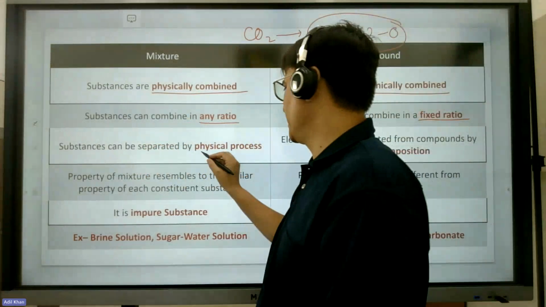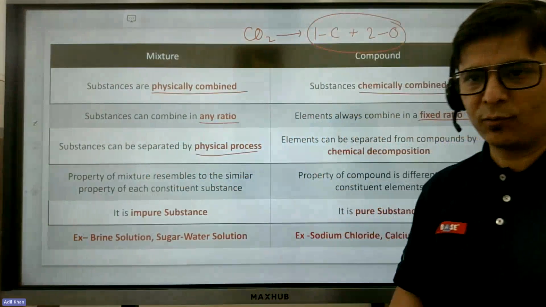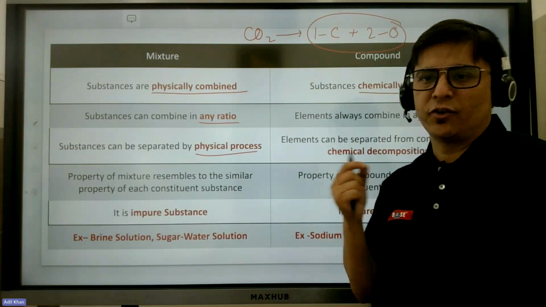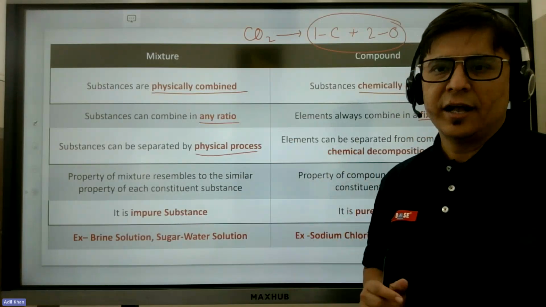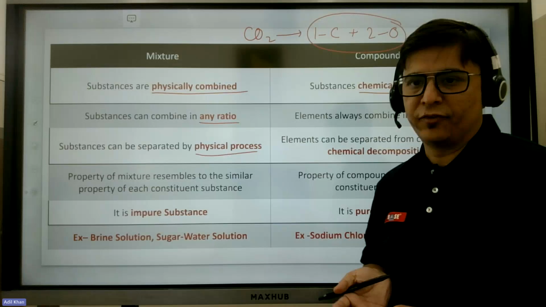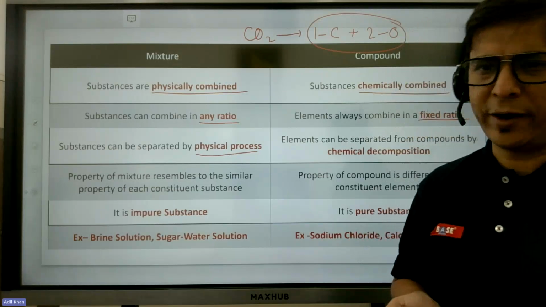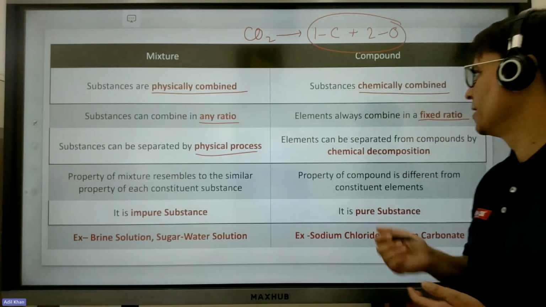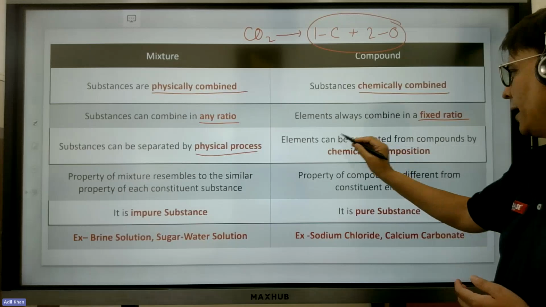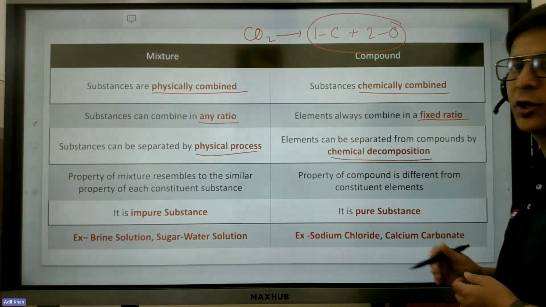Next, mixtures can be separated by physical methods. You can hand-pick and remove your choice of fruit from the fruit salad. You can separate by filtration, sedimentation, chromatography, and various other physical methods. But compound elements can be separated by chemical decomposition only.